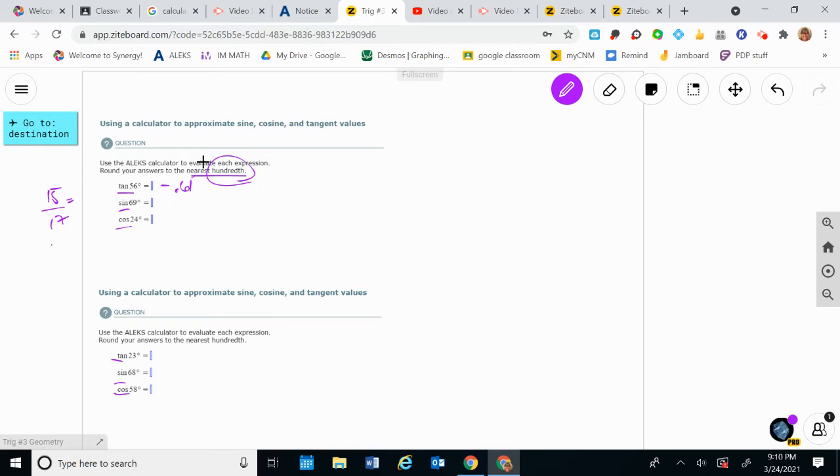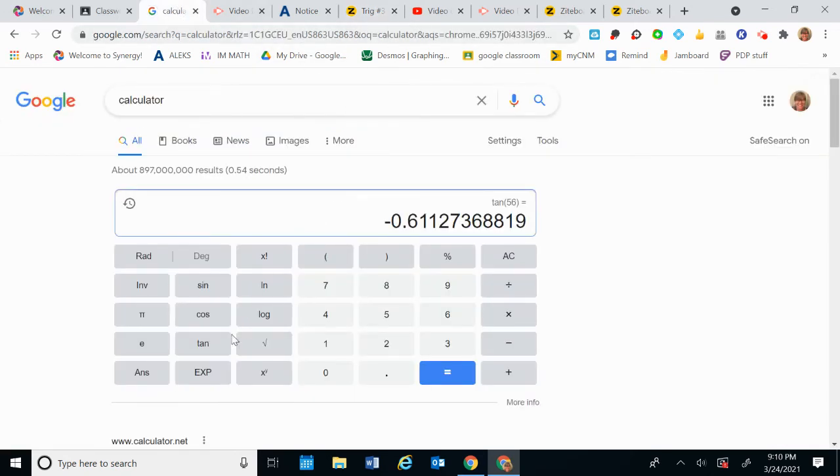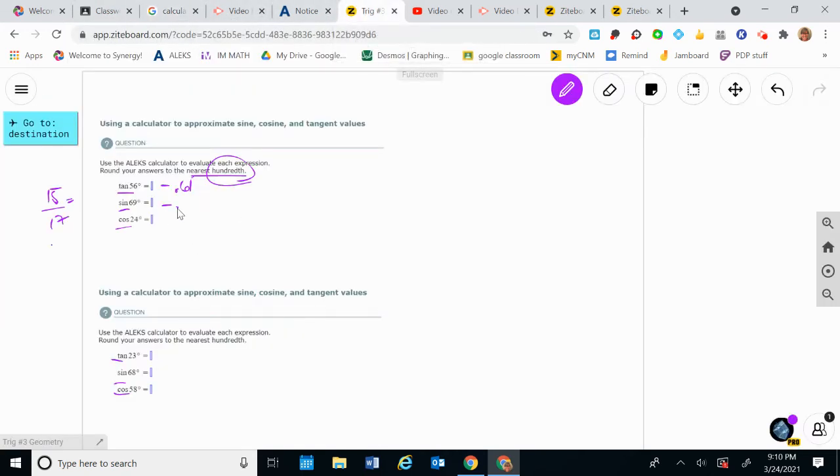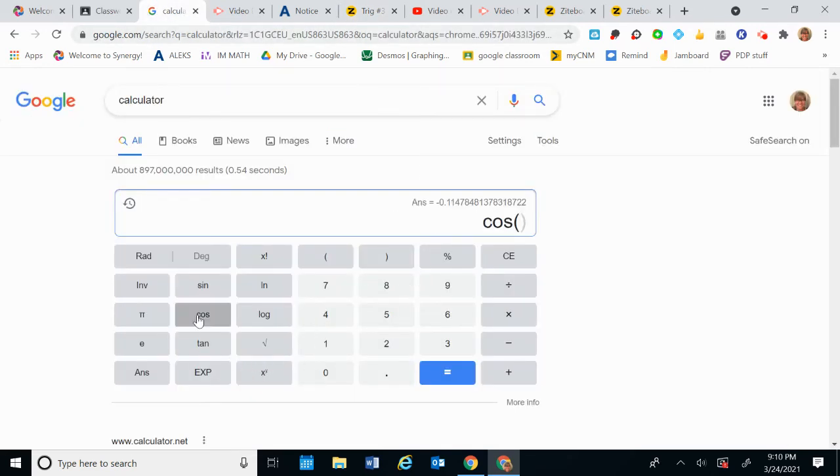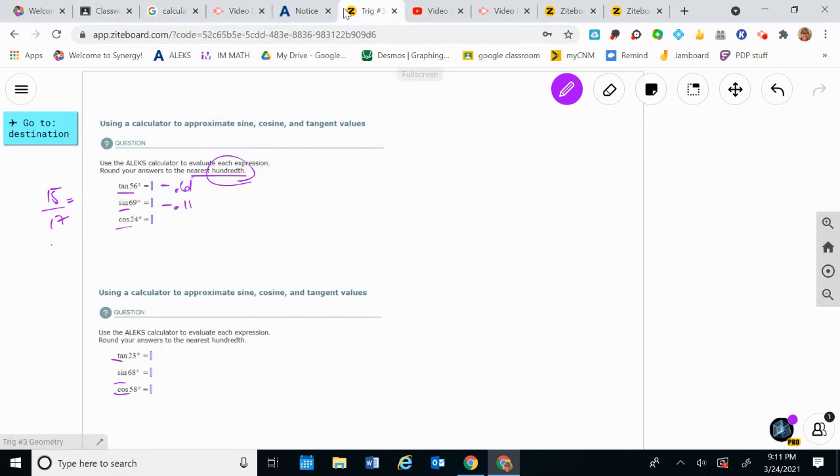Sine of 69. So you're going to go sine 69, negative 0.11. And then cosine of 24. So all of this is just about plugging in, finding the buttons that say sine, cosine, and tangent, 0.42. And rounding, okay, 0.42. All right, I don't think I really need to do this. You guys, all you're going to do is plug them in. All right, next.